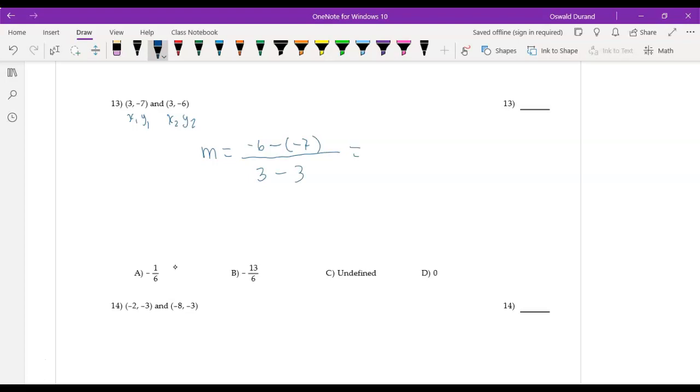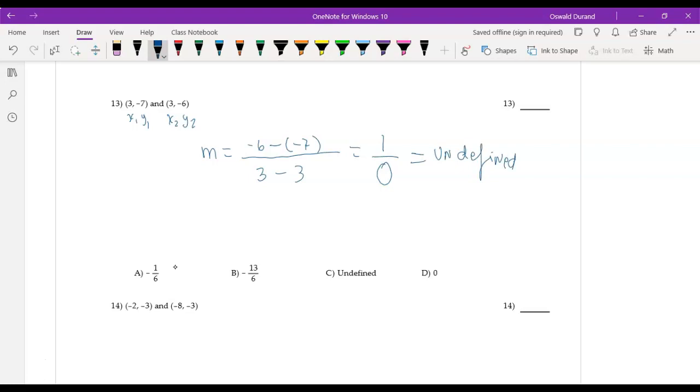All right, so we have a problem, right? Because it's going to be -6 plus 7, right? The double negative becomes positive. So it's 1 over what's happening here, 0. If you use your calculator, 1 divided by 0 does not exist. It gives you an error. So therefore, this is undefined.